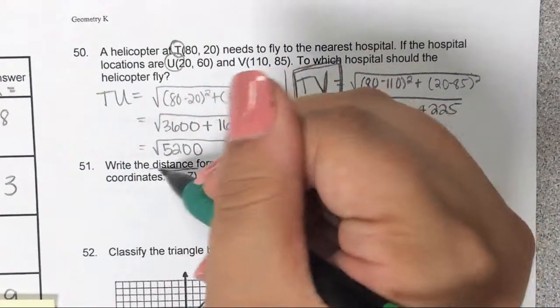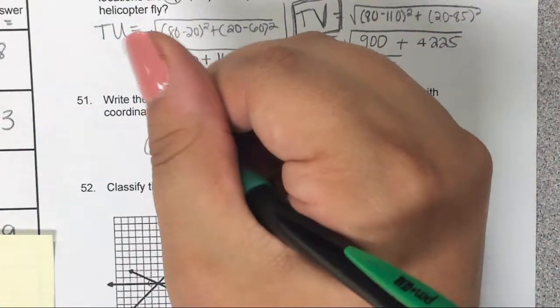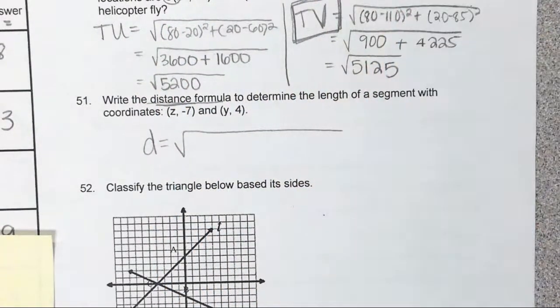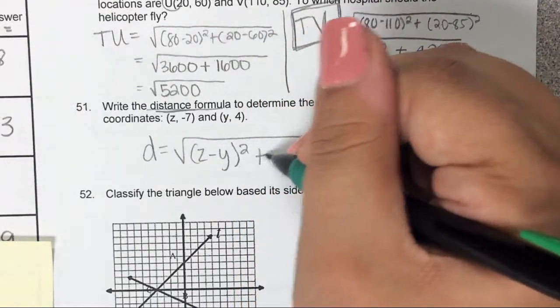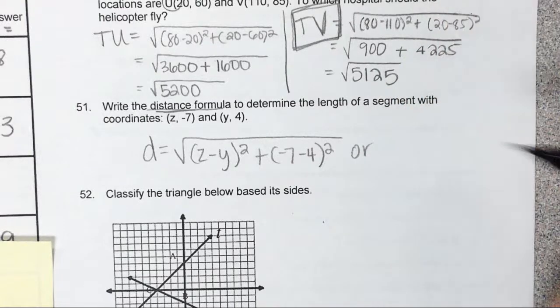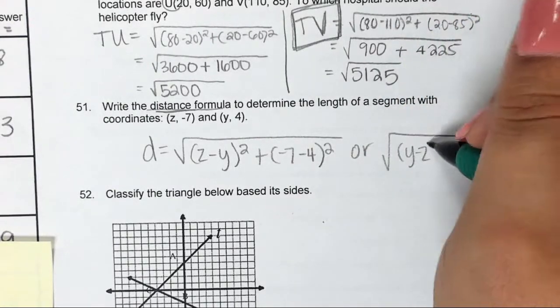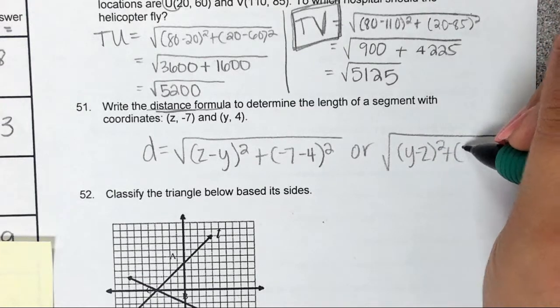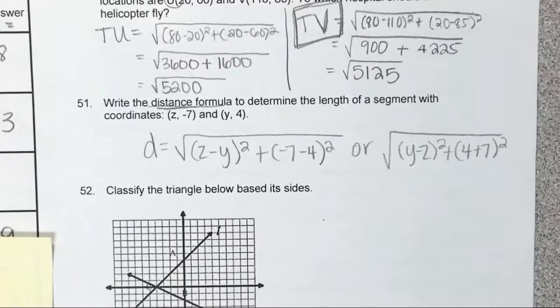I just want you to write the distance formula. You didn't need to do anything with it except fill it in. So you could do z minus y squared plus negative 7 minus 4 squared. Or you could have done y minus z squared plus 4 plus 7 squared. Those are the exact same thing. You can switch around the first point and the second point.